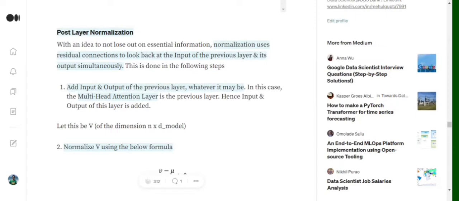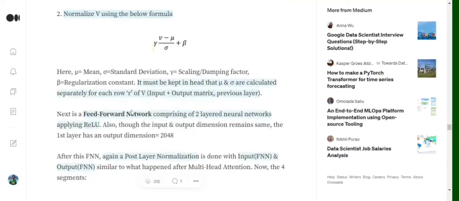If you remember, the input and the output of multi-head attention have the same dimensions. Now the second step is that we need to normalize this added matrix using the formula here: gamma times (v minus mu) upon sigma, plus beta.